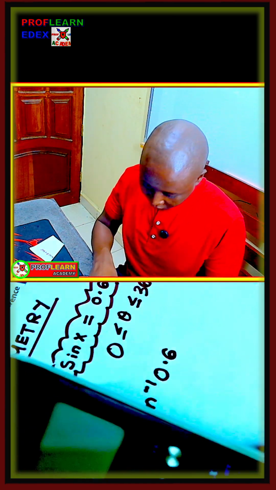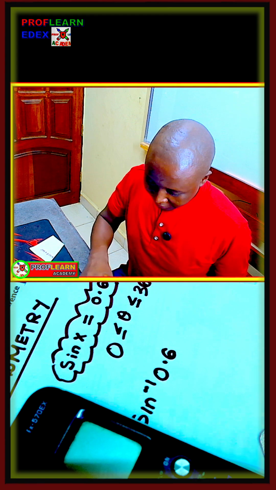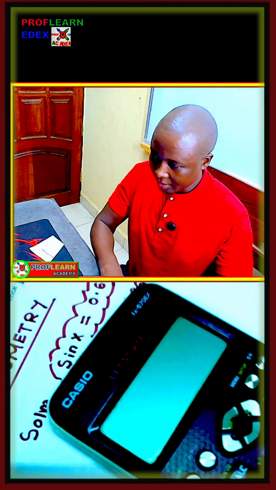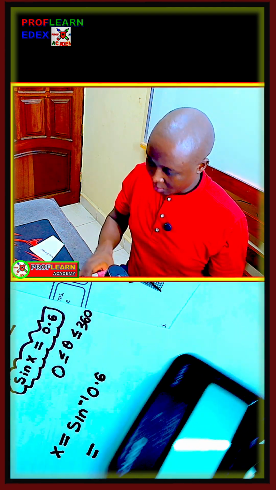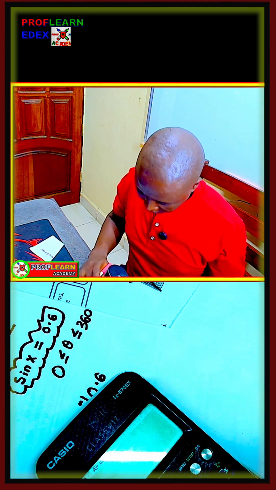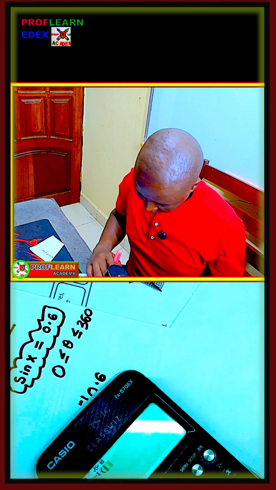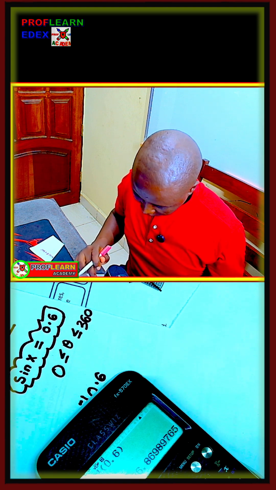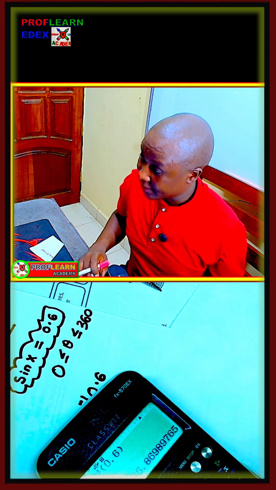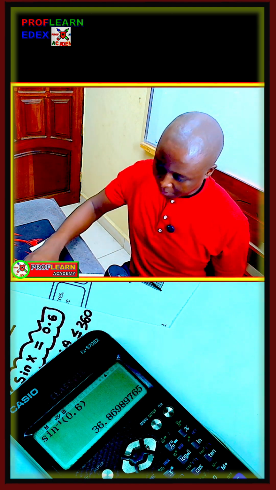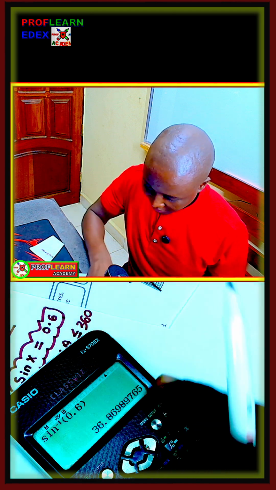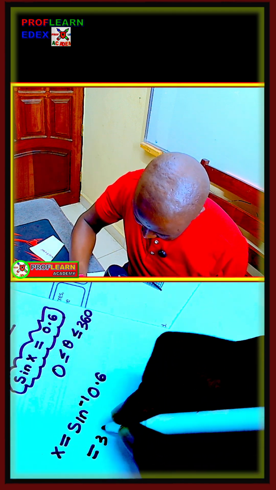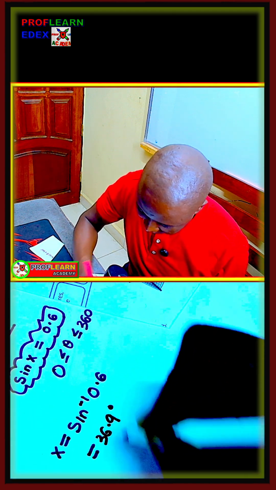This will enable us to find the principal angle, and to do that, this is going to be equals to shift sine of 0.6. This is going to be 36.9. This is 36.9 at this given point. So we shall write here 36.9 degrees.